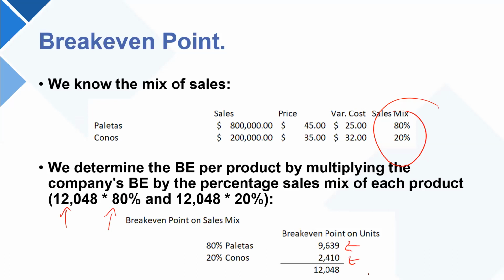And I can tell my ice cream maker friend that for that value of sales on sales mix and volume of fixed cost, he needs to sell 9,639 paletas and 2,410 conos to actually cover both its variable and fixed cost.